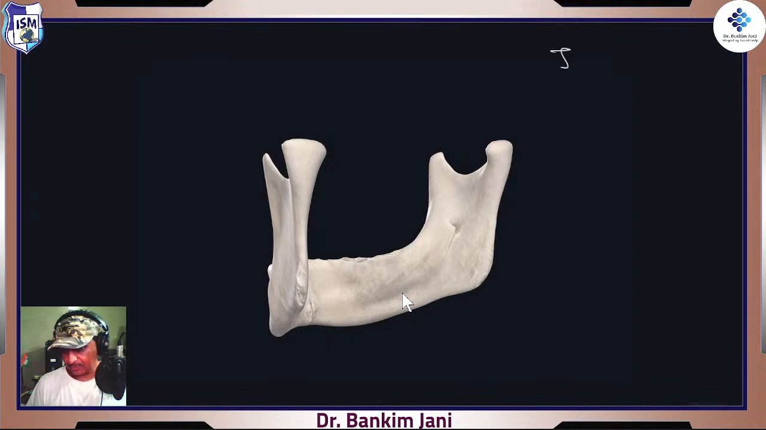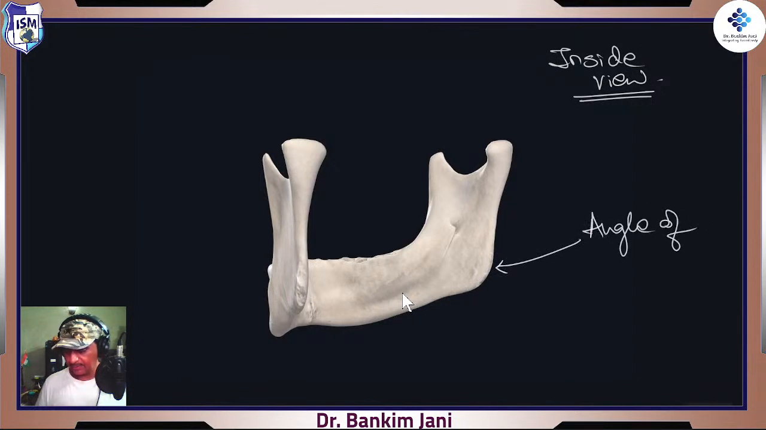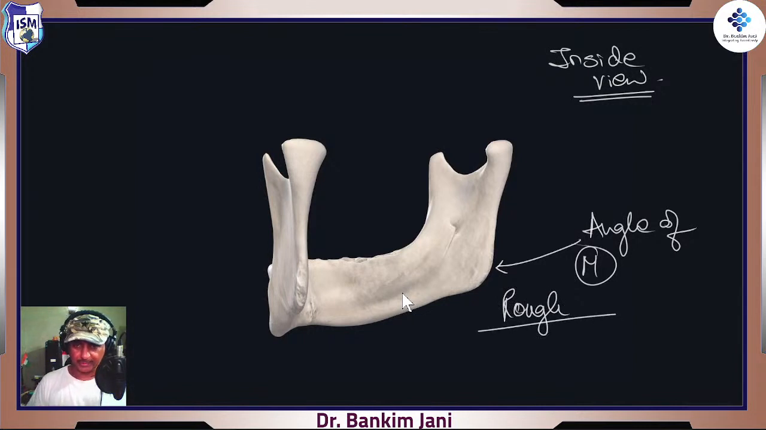All right. So this is now the inside view. We are watching from inside. And why are we looking at this? Just one purpose. That's the angle of mandible. Correct. That's the angle of mandible. And this is also rough. It means here also there would be some very powerful muscle attached. Yes, it would be, right?